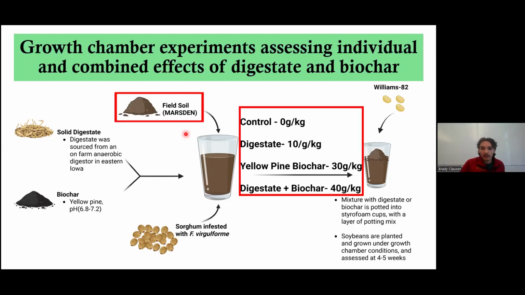Now, the treatments for this experiment included a control, so no amendment; the digestate applied at 10 grams per kilogram; a yellow pine biochar applied at 30 grams per kilogram; and then the combination of those two treatments, so digestate plus biochar, which resulted in a 40 gram per kilogram amendment rate. So we mixed all those up into the treatments, and then of course we added in the soybeans, thinned them, and then after about that 4 to 6 week mark, we started to evaluate.